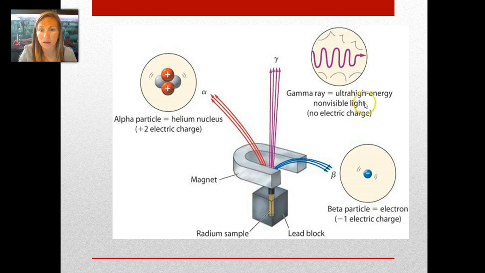Now, a gamma ray, again, is an electromagnetic type of radiation, so it is an actual ray. And then your beta particle, like I said, is an electron, has a -1 charge because there is just one of them, and it is also the smaller particle of radiation.